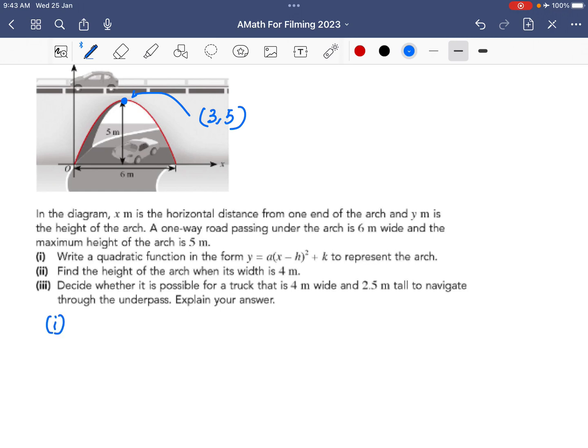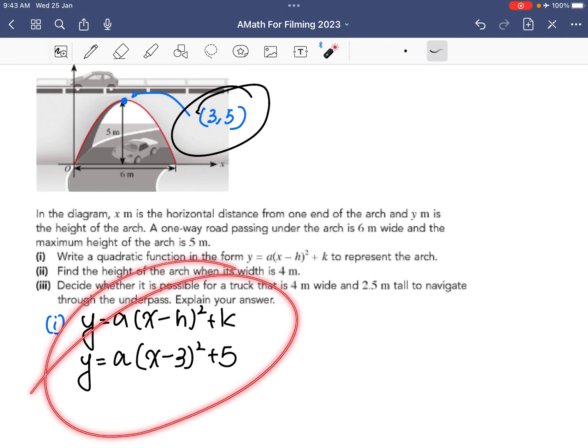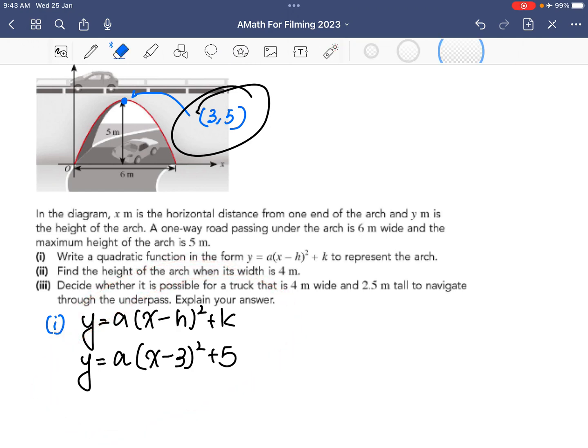So the function is y equals a(x minus h) squared plus k. I know that my maximum point is (3, 5). So in the completed square form, y equals a(x minus 3) squared plus 5. So basically, I'm just converting this into this itself.